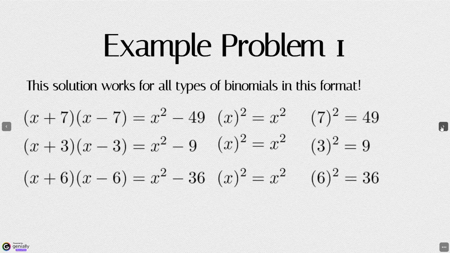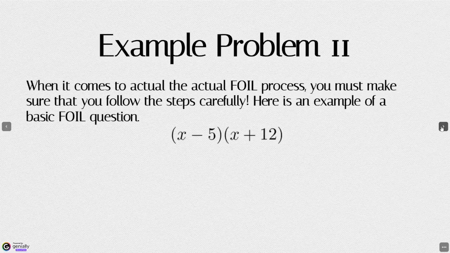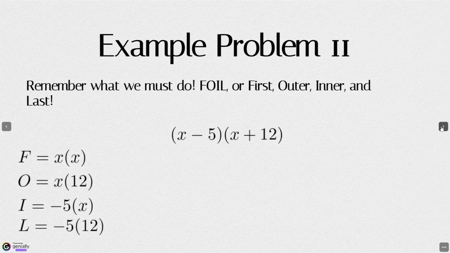Now we go to example problem number 2. Example problem number 2 revolves around the actual FOIL process. You must make sure that you follow the steps carefully. Here's an example. You'll notice that when we perform our FOIL, I have once again left our values on the left for you. For our F, it is x times x. For our O, it is x times 12. For our I, it is negative 5 times x. And for our L, it is negative 5 times 12.